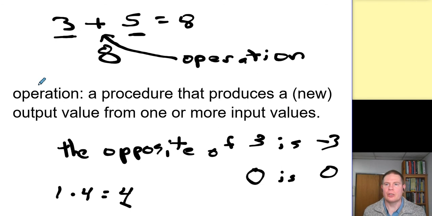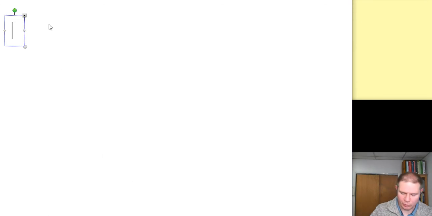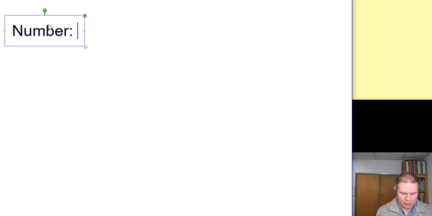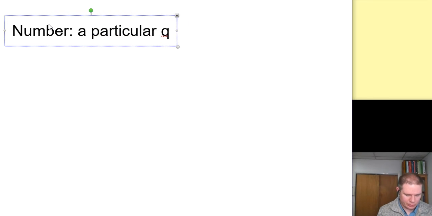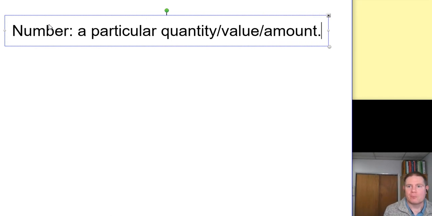Okay, just a couple more definitions and we'll wrap this up. We're talking about 3 and 5 and 1 and 4 and 0 and all these things. These are all numbers. A number is just a particular quantity, or you could say value, or you could say amount. Right? How many hands do I have? I have 2 hands. 1, 2. How many fingers do I have? 1, 2, 3, 4, 5, 6, 7, 8, 9, 10. Right? Not everyone has 10 fingers. Most of us do.